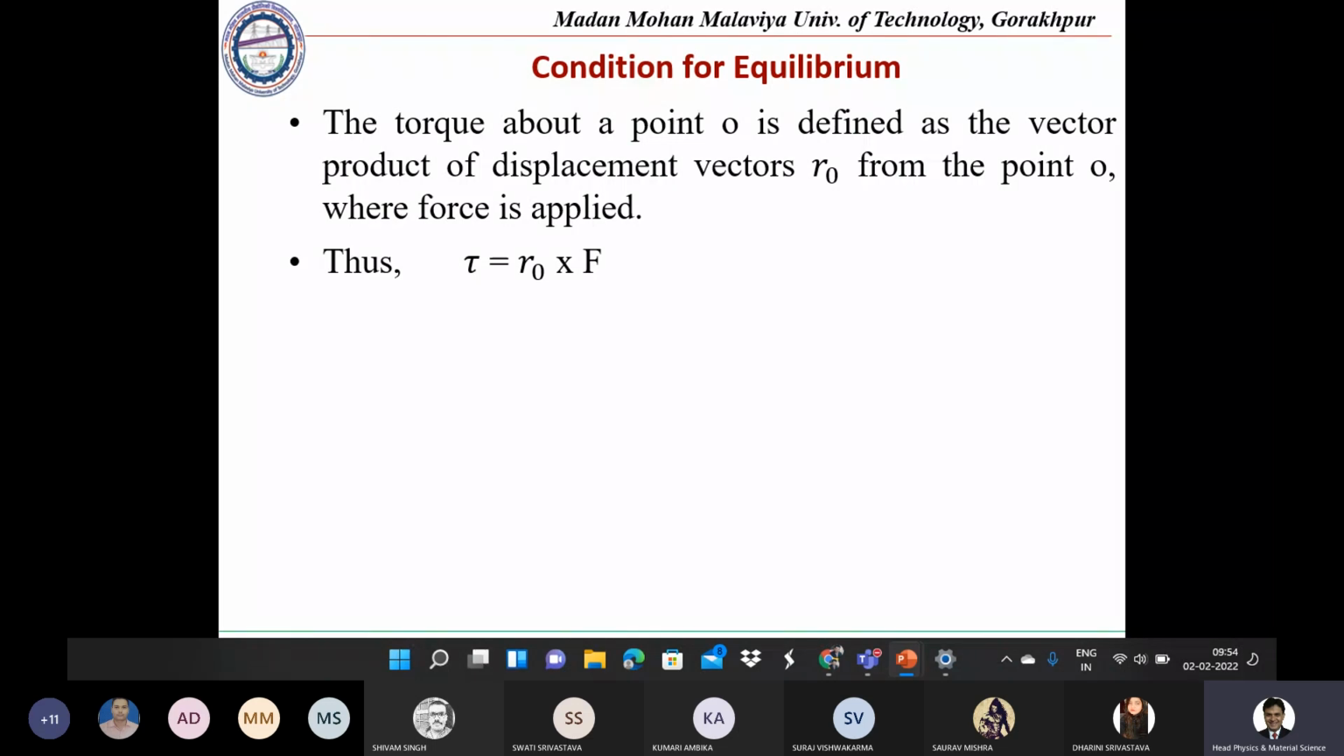So thus the torque is equal to R0 cross F. Here we are taking a very simple example, that the force which is in the downward direction we are taking as a minus F force, and the force which is acting in the upward direction we are taking as a plus F force.